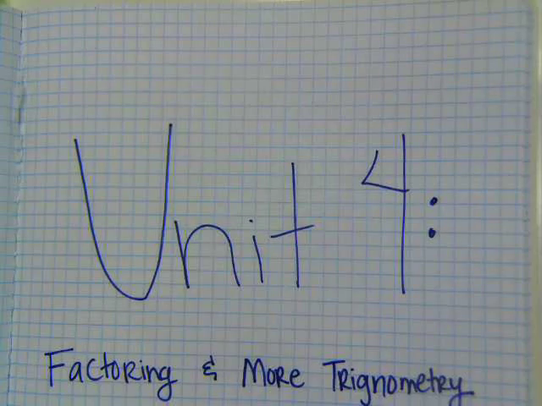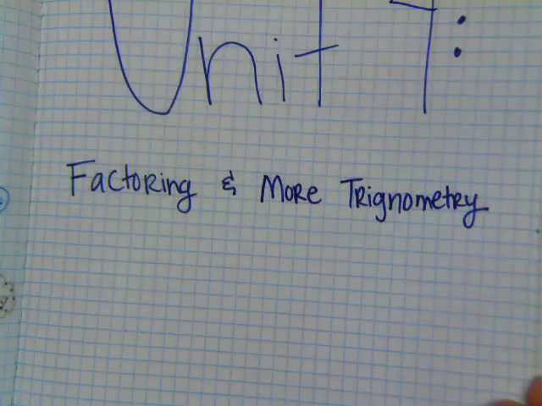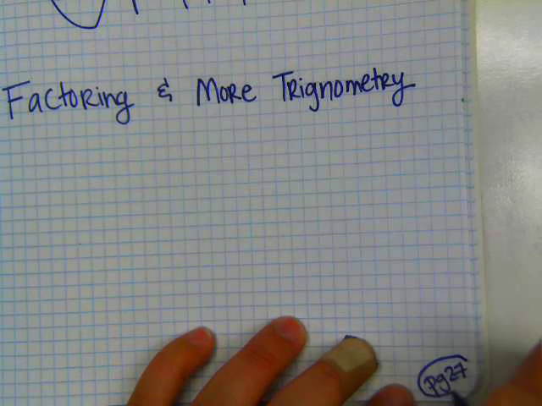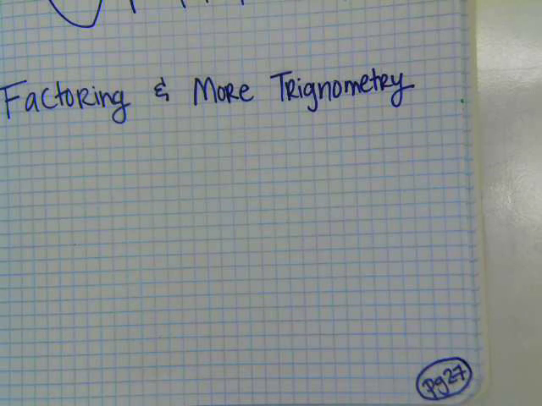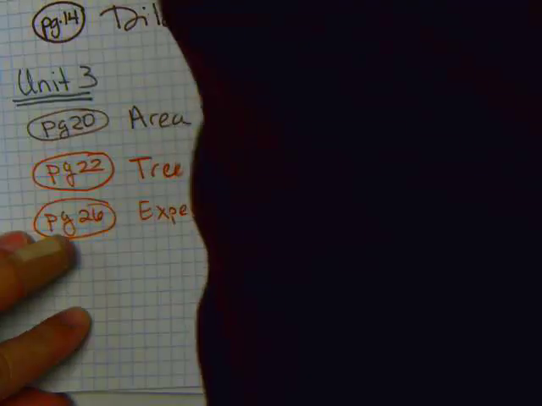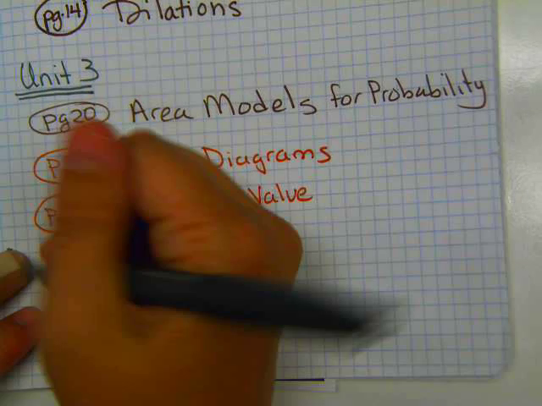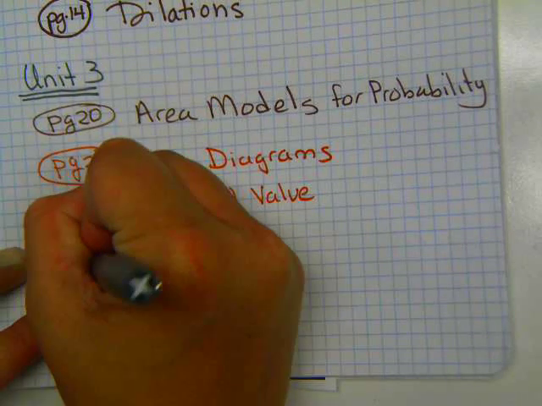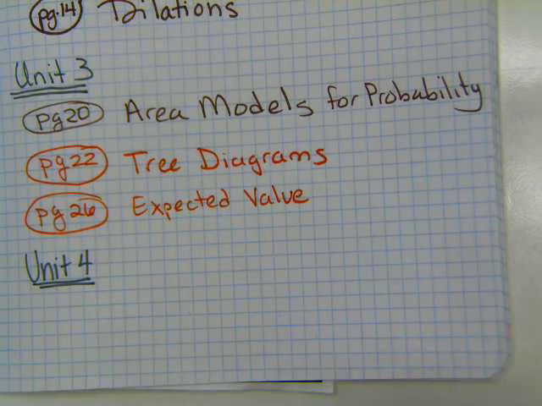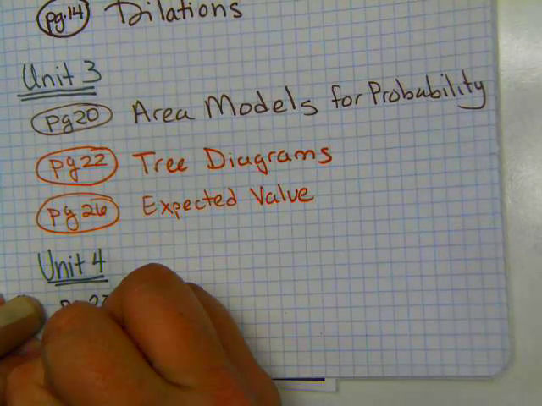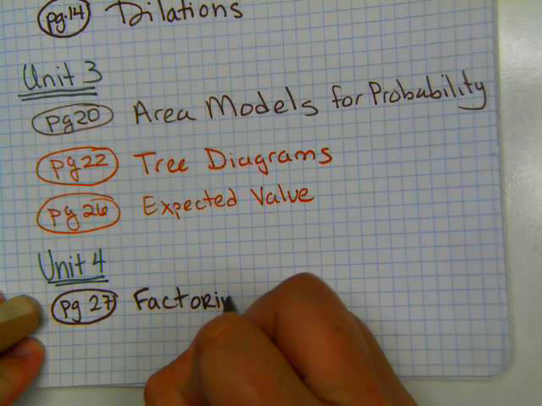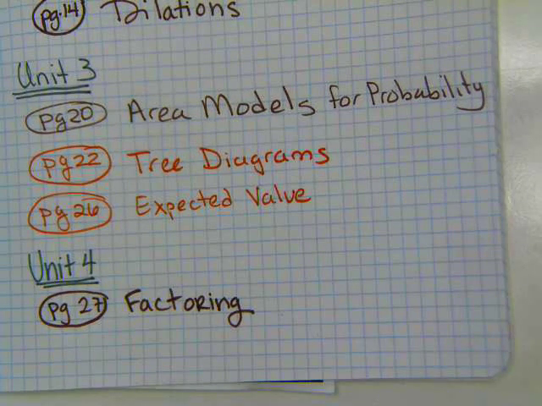Okay. And I believe the last page Ms. Shinsato labeled was page 26. So let's go ahead and call this page 27. I'm sure it's not exactly page 27 in your notebooks, but we're just going to call it that. And let's add this to our table of contents. So we'll put Unit 4. And I'm going to go ahead and write down the first page because we're definitely going to put page 27, which will be on factoring. Okay, that definitely needs to go on your table of contents.